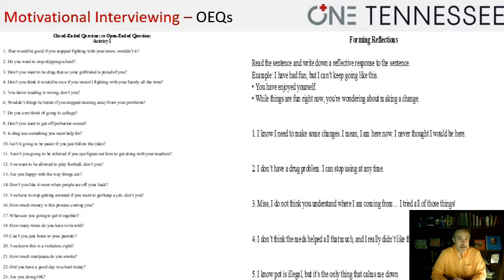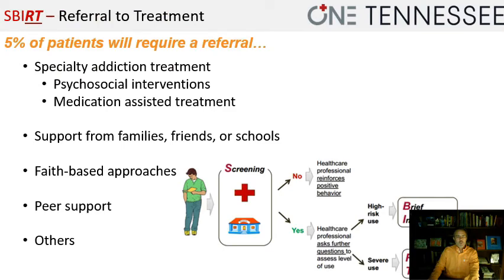You've been practicing your motivational interviewing skills. You performed a stellar brief intervention, but your patient still needs a referral. So that might be to a specialty addiction treatment center that offers psychosocial interventions or maybe medication-assisted treatments. It could be simply a referral to support from family, friends, or schools. It might be a faith-based approach or organization that can provide help. Maybe Alcoholics Anonymous, Narcotics Anonymous. It might be a simple peer support group like NA or AA.